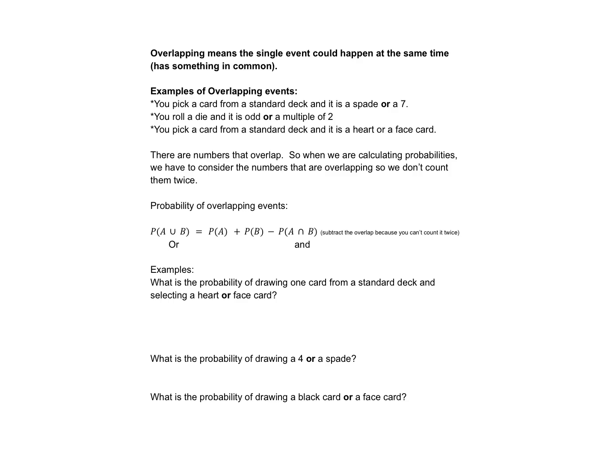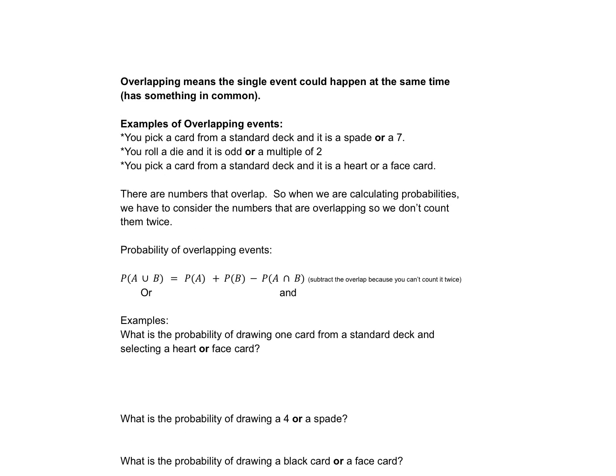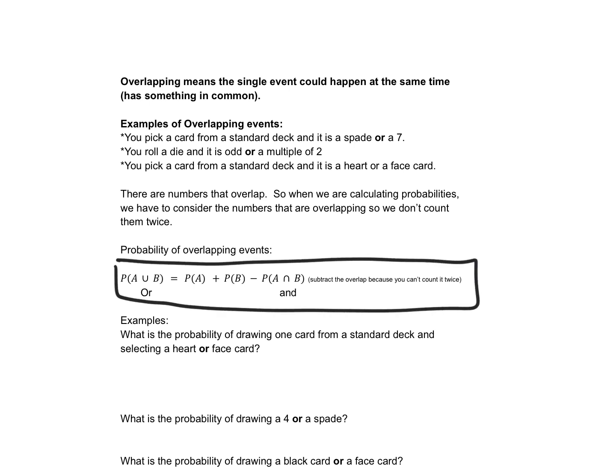The other way to think about it is what's called overlapping, which means that the two things that you're looking for could have something in common. Like you pick a card from a standard deck and it's a spade or a 7. Well, you have spades and you have a 7, but you also have the 7 of spades. And when you're counting these, you can't count them twice. So if you count the 7 as a 7 of spades and then you also count the 7 of spades twice, you have to subtract it back out. So what that means is this formula right here: probability of A or B is you're just going to add together your probabilities and subtract out whatever they have in common.